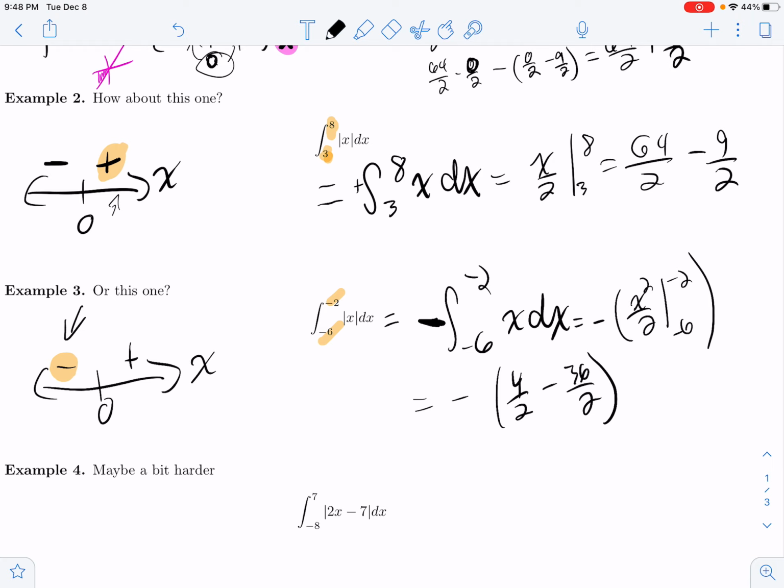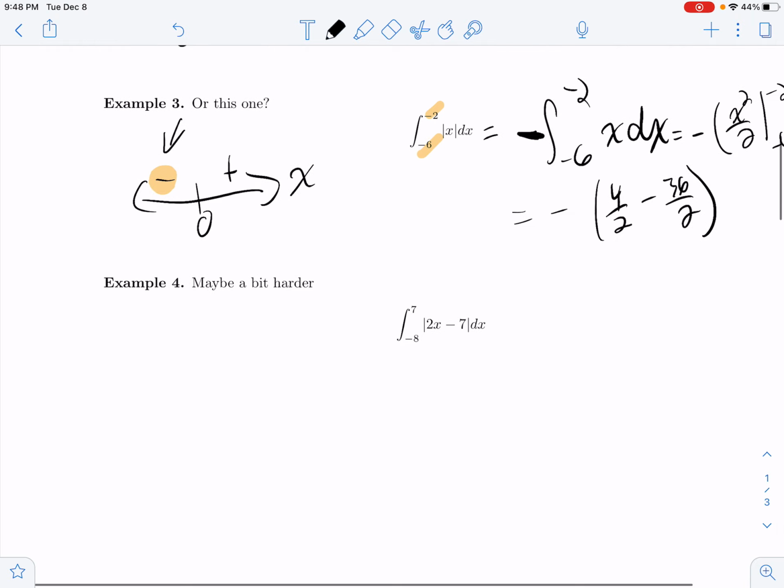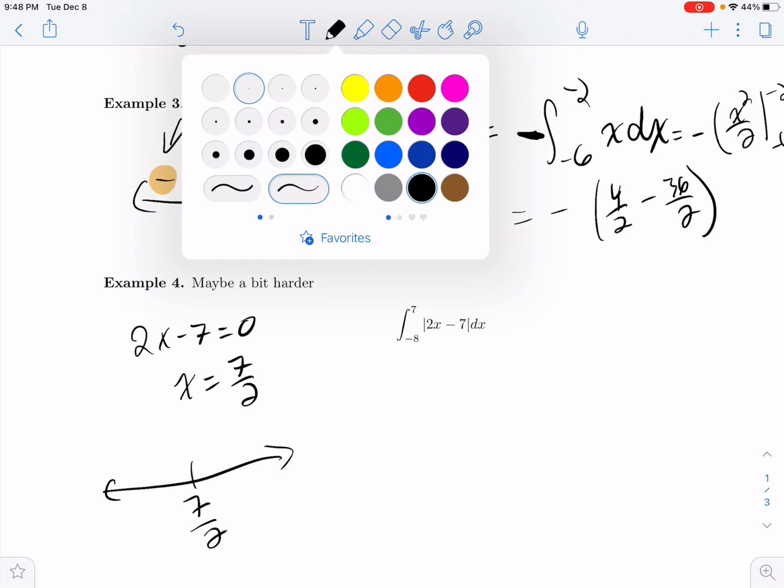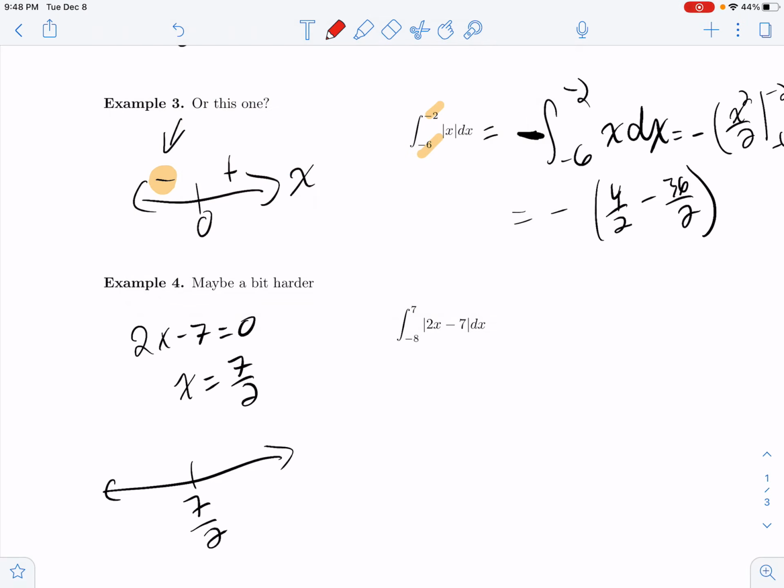All right. Not that bad, but let's do something maybe just a smidgen harder. Now this guy, we actually have to figure out what the root is. So we're going to take 2x minus 7, set it equal to 0. I get x equals 7 over 2. Make my sine chart. If I plug in a number right of 7 over 2, say 4, into 2x minus 7, I get a positive number. If I plug in, say, 0, I get a negative number. So 7 over 2 is the root, and we're negative to the left of it, positive to the right of it.